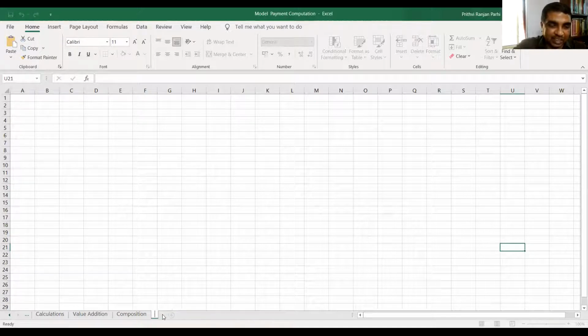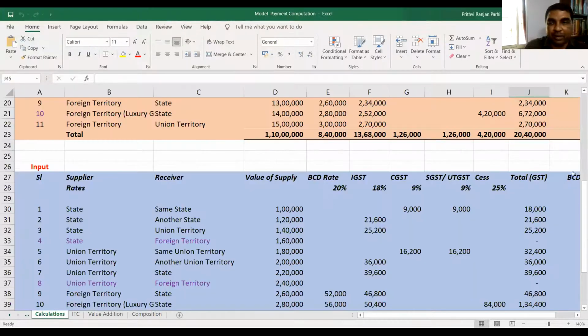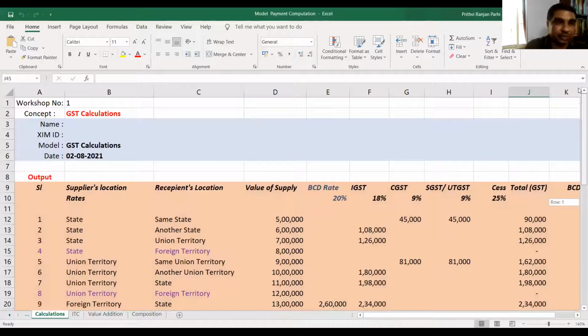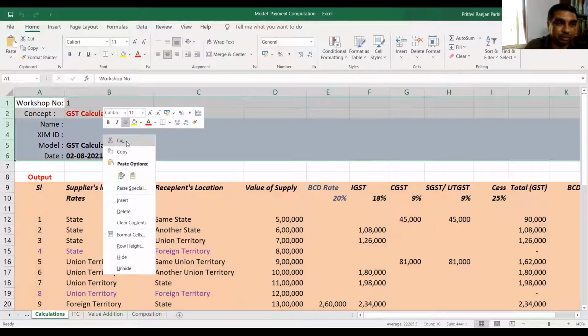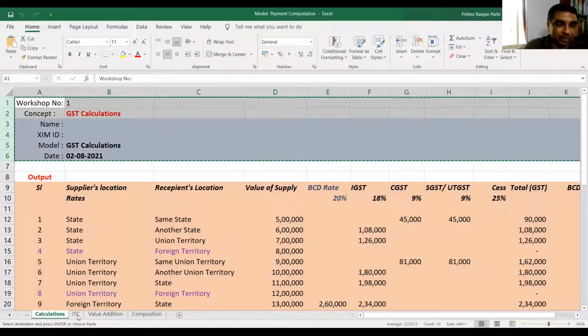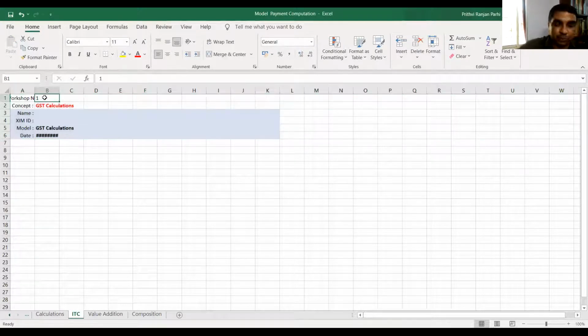Give a sheet name as ITC. So one sheet you already have. The second sheet is ITC. Are you able to make it? Are you able to open a file ITC? Yes, sir. Okay. Now, as usual, in the previous sheet, copy this part, the workshop number. Copy it and paste it here. This is my workshop 2.